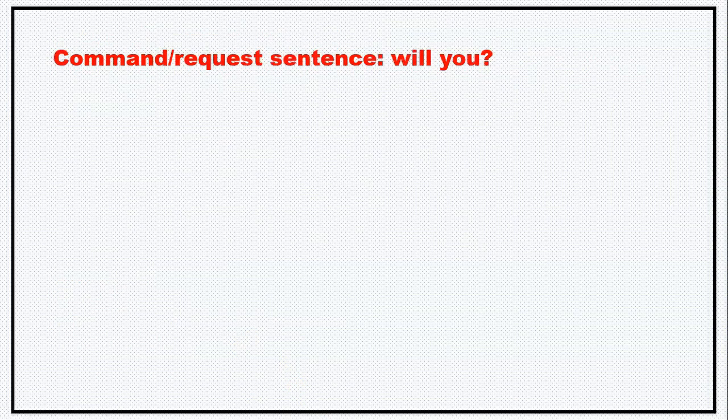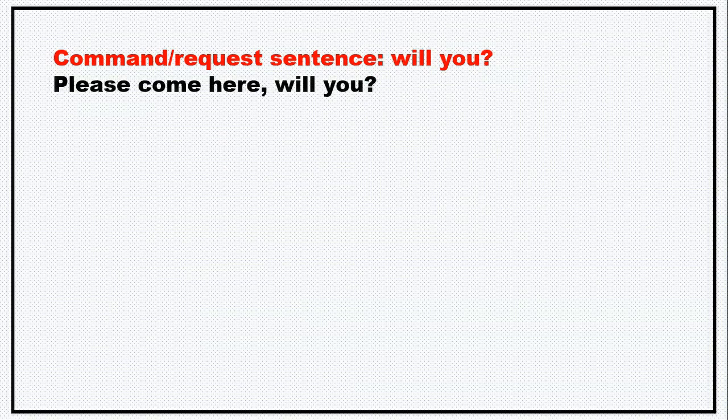Now, if you have an imperative or command sentence or request sentence, always use will you. A command or imperative sentence is the kind that gives a command, like come here, go here, sit down, don't make noise. A request, you understand: Will you please listen to me? Could you please open the door? Always will you. Please come here. It's a request. Will you? Don't make noise. That's a command. Will you?